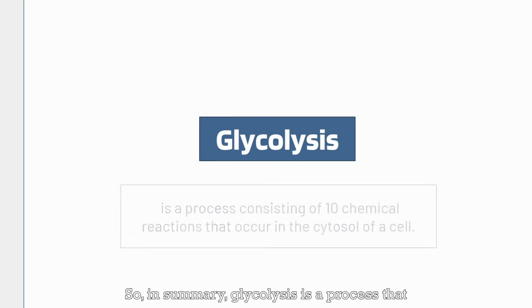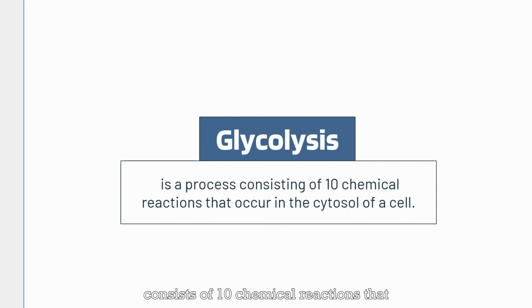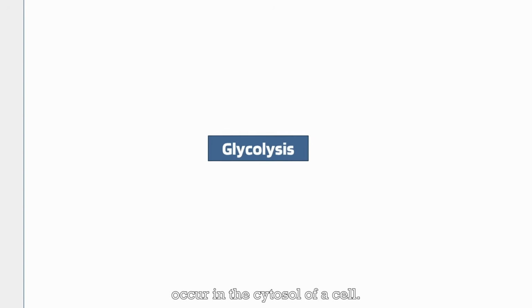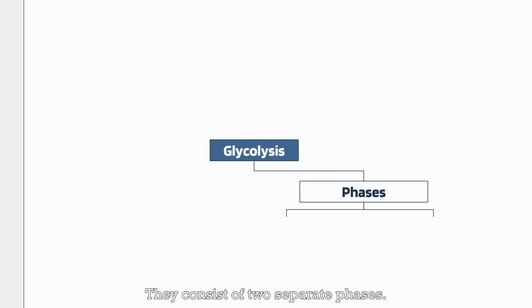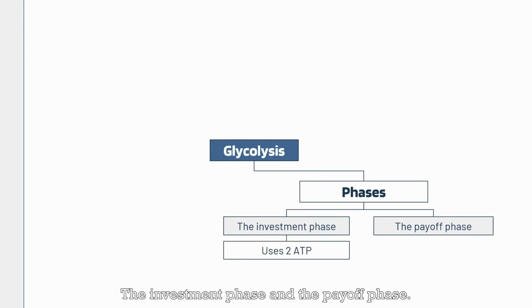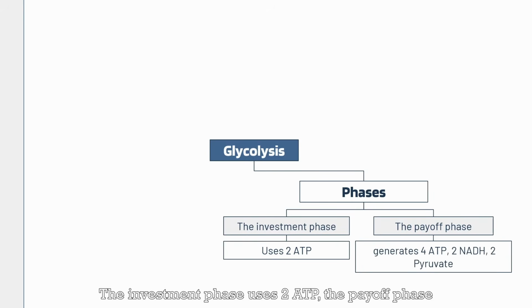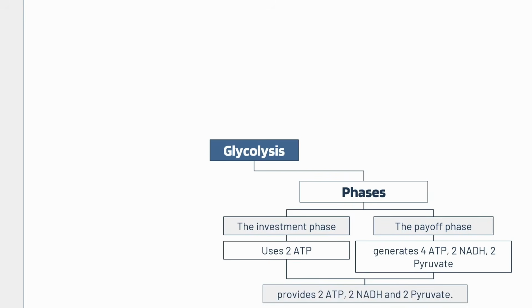So in summary, glycolysis is a process that consists of 10 chemical reactions that occur in the cytosol of a cell. They consist of two separate phases, the investment phase and the payoff phase. The investment phase uses 2 ATP, and the payoff phase generates 4 ATP, 2 NADH, and 2 pyruvate. So summing up these two processes, the entire process of glycolysis produces about 2 ATP, 2 NADH, and 2 pyruvate.